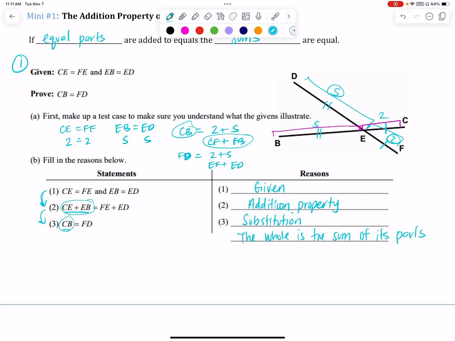Same thing for FD. That's the whole right here. And FE plus ED equals the whole. The diagram's getting wild. All right. Pause this video if you need more time, and let's move on.